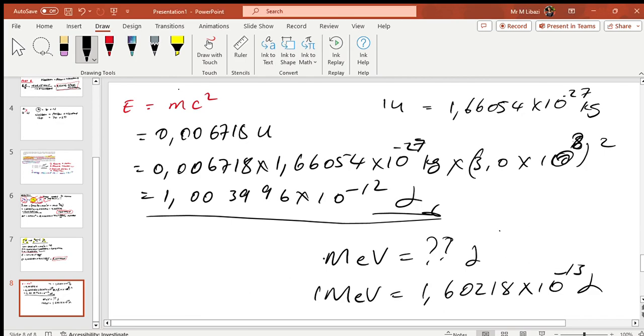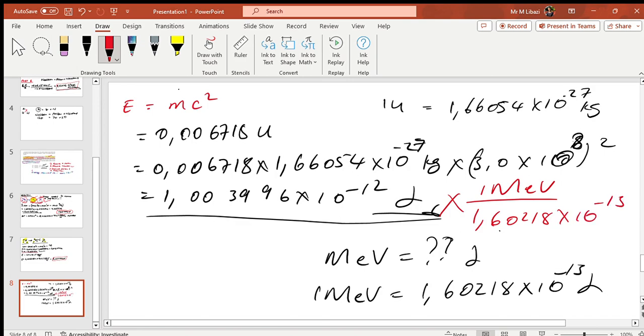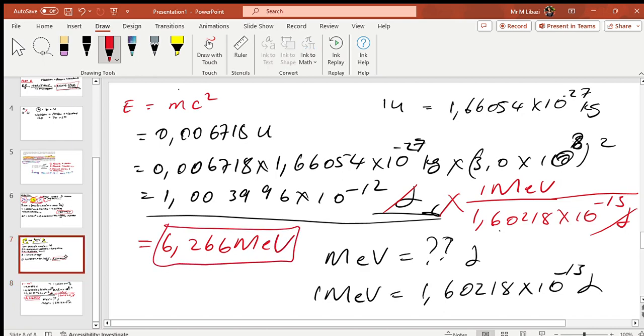So now we can multiply the number that we get by 1 mega electron volt over 1.60218 times 10 to the minus 13 joules. This joule must cancel this joule. So the answer divided by 1.60218 times 10 to the minus 13, and then I get 6.266 mega electron volts, which is about what we got at first.